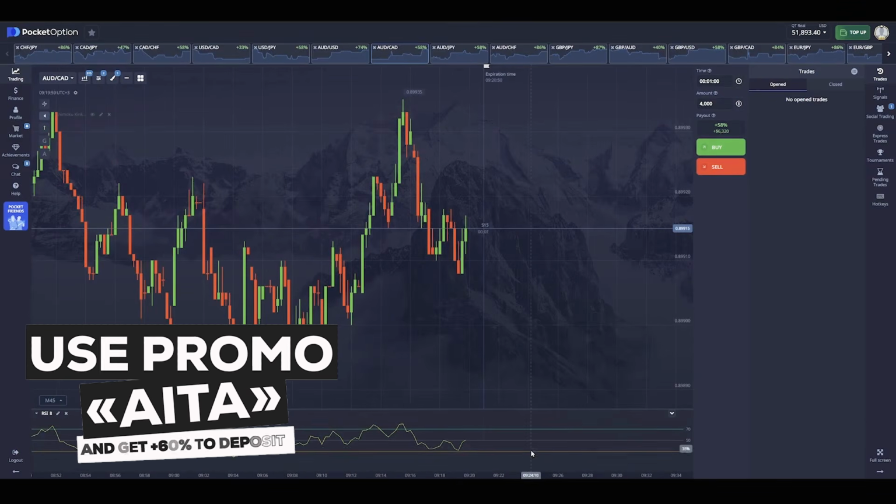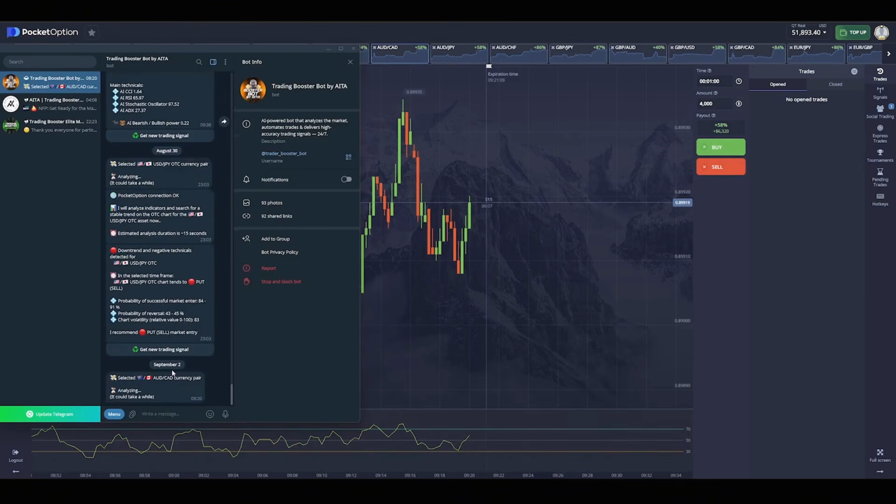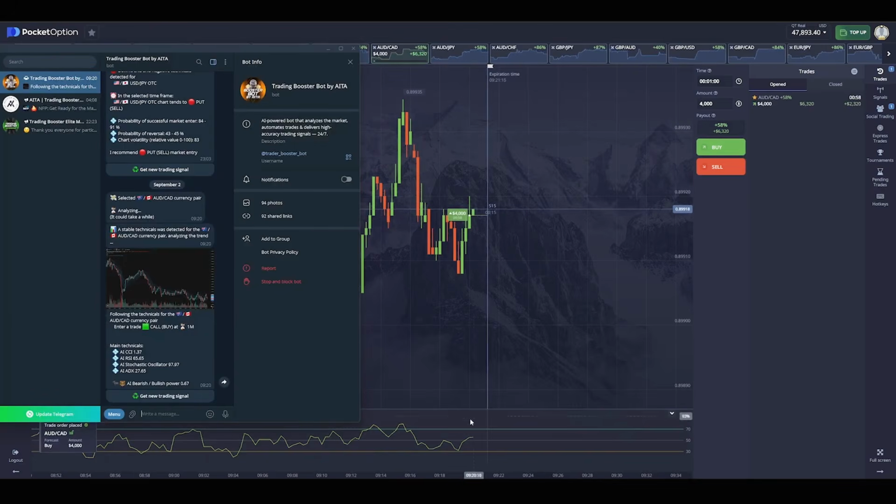I'm choosing the currency pair Australian dollar/Canadian dollar, selecting it in Boost Robot, and setting the trade time to 1 minute. And right from here, I'm opening a buy trade, since the RSI indicator is in the middle. That means this is a reliable working range where you can safely open your trades.